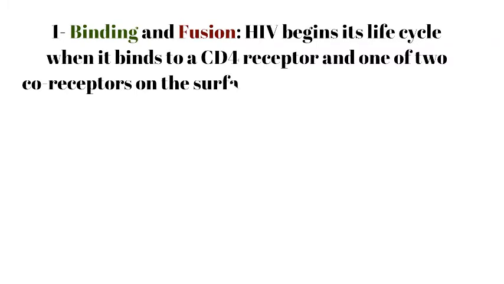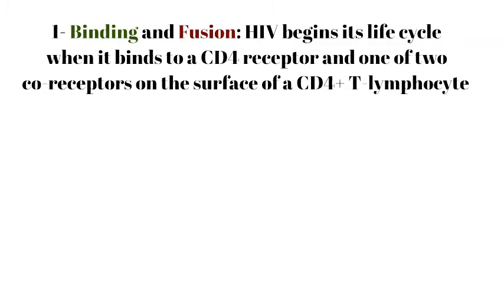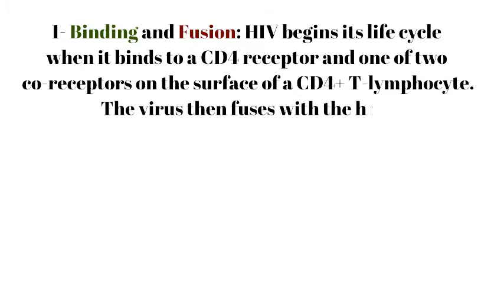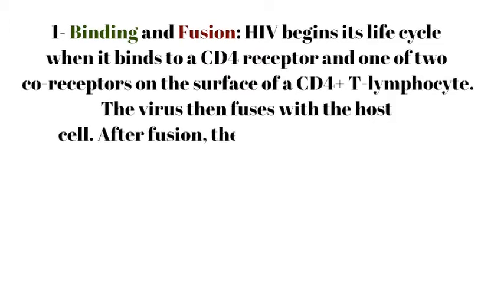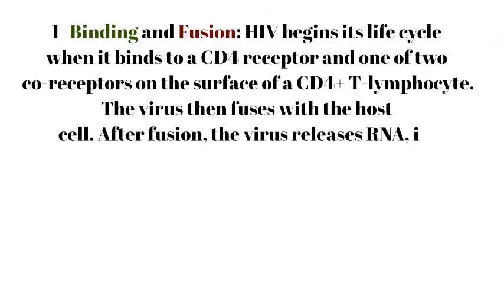The virus then fuses with the host cell. After fusion, the virus releases RNA, its genetic material, into the host cell. So this is what is happening in the binding and fusion. The HIV virus binds to CD4 receptor and the co-receptor. Then fusion, the HIV RNA is released into the host cell.